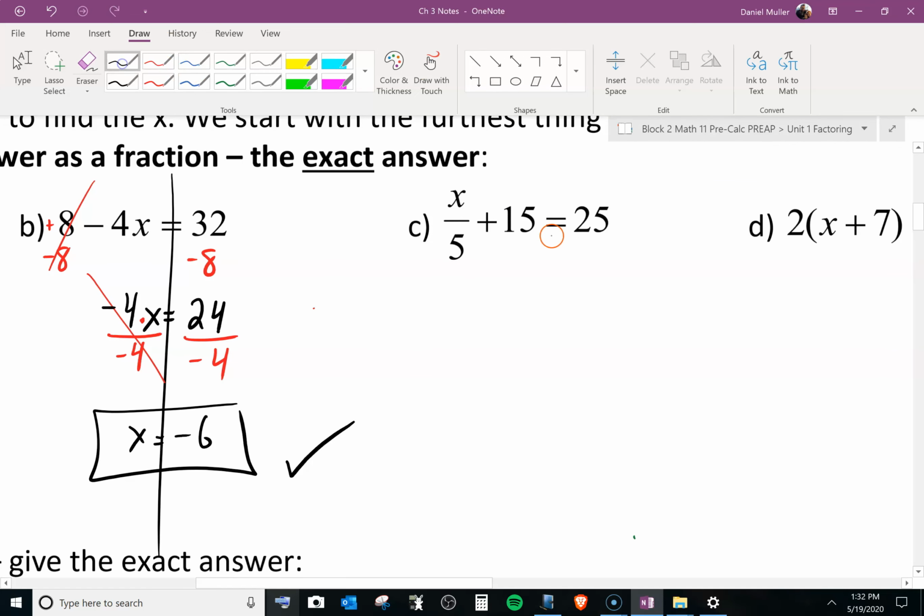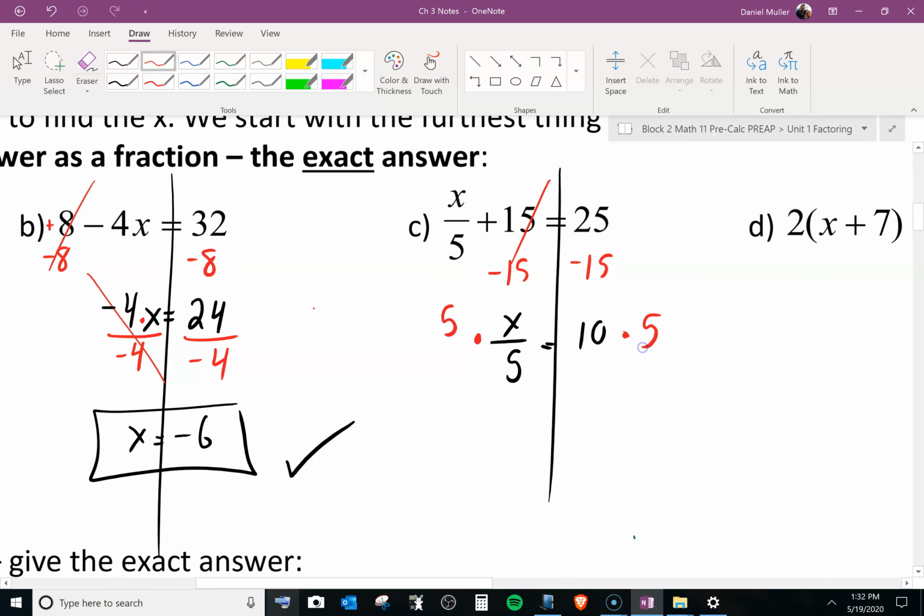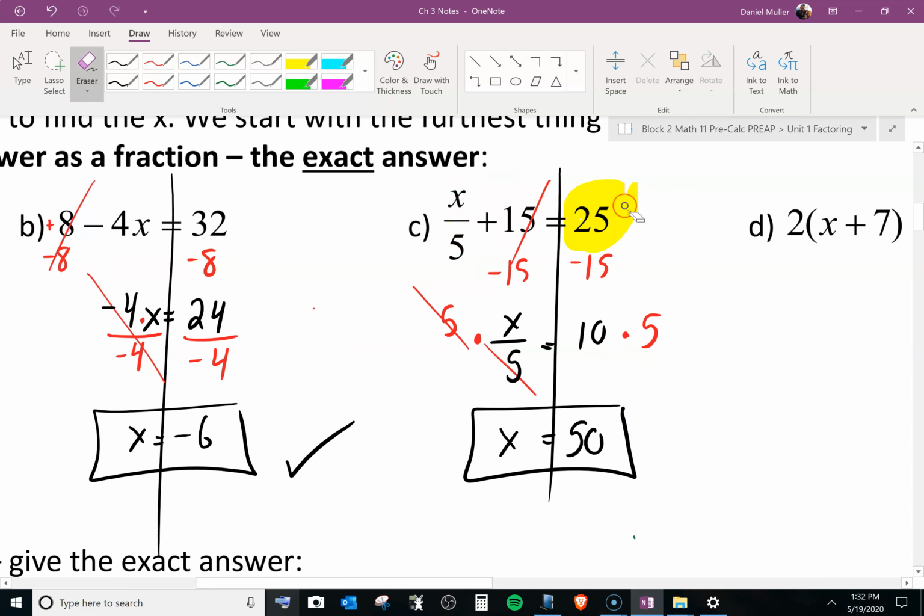Let's keep going here. We need to get rid of any adding first. We're adding this 15, so we'll subtract the 15. And we get x over 5 is equal to 10. 25 minus 15 is 10. And then multiply by 5 on the numerator so that the numerator and the denominator will cancel. And I get x is equal to 50. Again, you could check that. You could put 50 here. 50 divided by 5 is 10. 10 plus 15 is 25, which is what this is, 25.